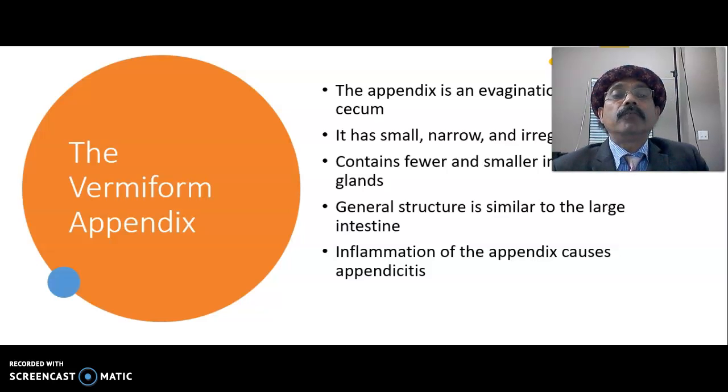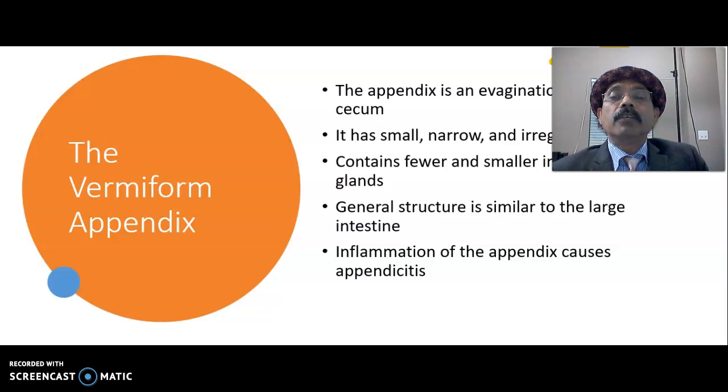The Vermiform Appendix, also called appendix, is an evagination of the cecum. This is the diverticulum of the cecum, close to the ileocecal junction. It has a small, narrow, and irregular lumen. It contains fewer and smaller intestinal glands. The general structure is similar to the large intestine, except it has no tinea coli. It has too much lymphoid tissue. That's why it is also called the abdominal tonsil.